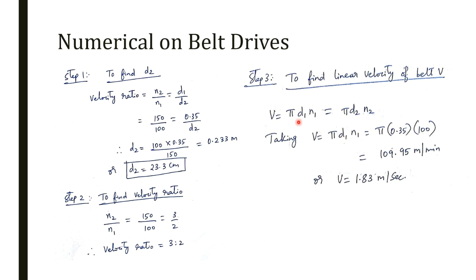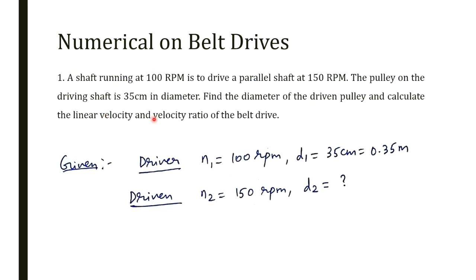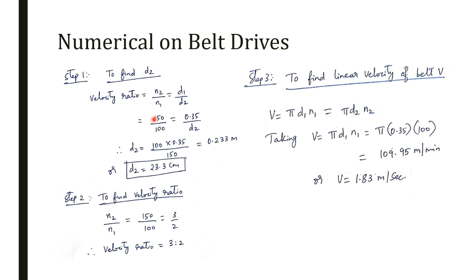You can either consider pi d1 n1 or pi d2 n2, it is left to you, but the answer will be same, 109.95 meter per minute. Upon simplification, you will get this value, and this has to be in terms of meter per second. So I have divided by 60, you get V is equal to 1.83 meter per second. So this is how you calculate the unknown terms as well as velocity ratio and then linear velocity.